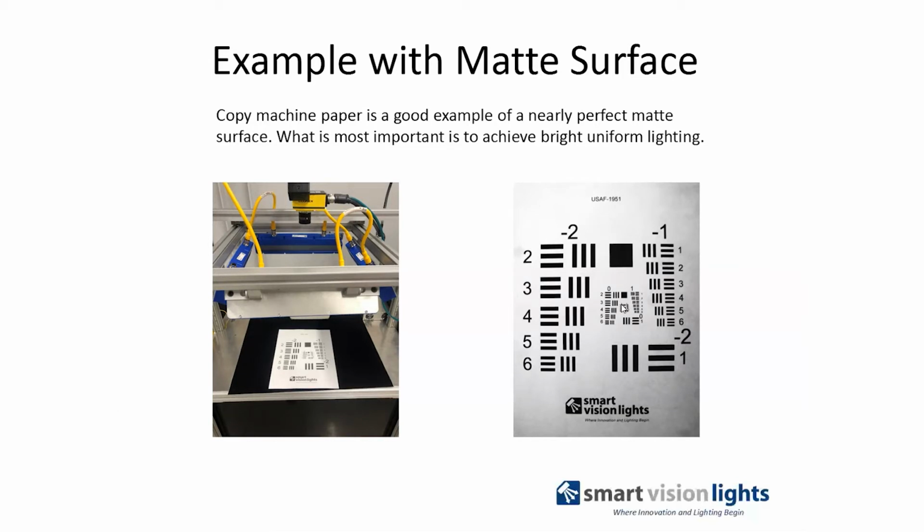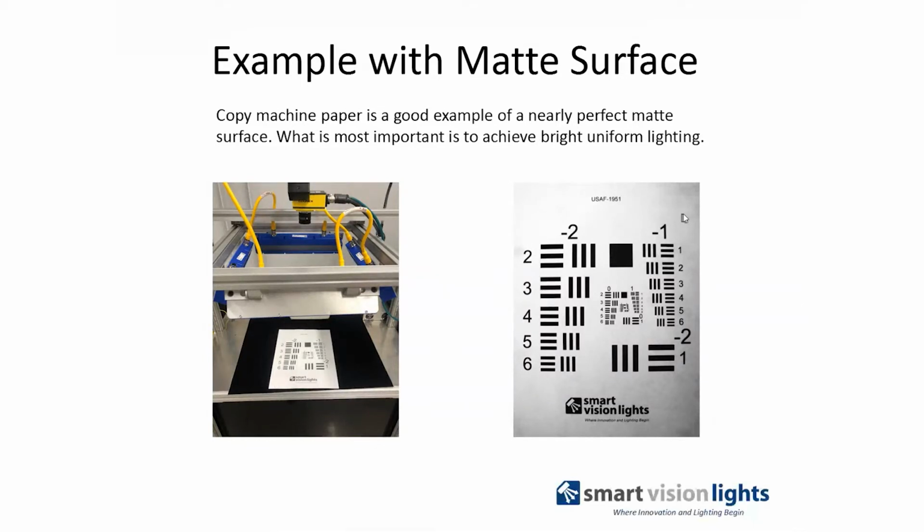Again, a very common and very good matte surface is a sheet of copy paper. At the surface, the copy paper is actually a little bit rough. It absorbs a little light, and where the light is striking the surface, it is scattered very evenly. So you can see in the setup, we have a Cognex camera, and we have 4 SmartVision L300 lights arranged in a square so that we have very even and uniform bright lighting.